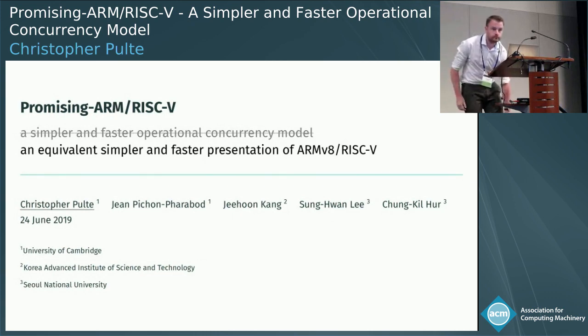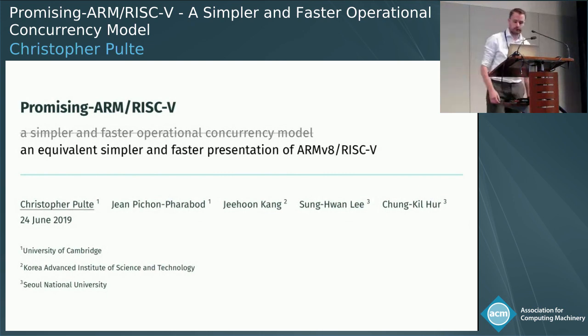The first presentation is entitled Promising ARM RISC-V, a simpler and faster operational concurrency model. The presentation will be given by Christopher. Take it away. Yeah, thank you. So this is joint work with Jean Pichon, Ji-Hoon Kang, Sang-Wan Lee, and Chung-Kil Huo.